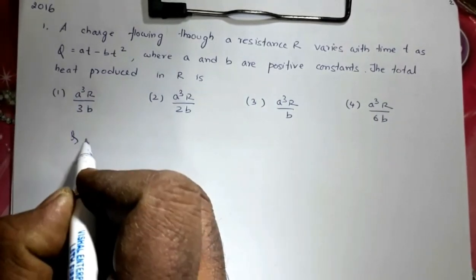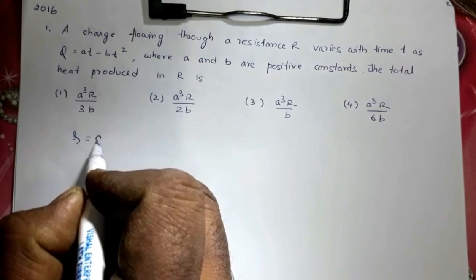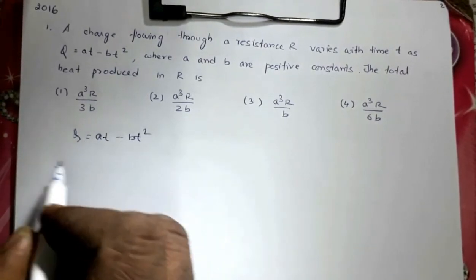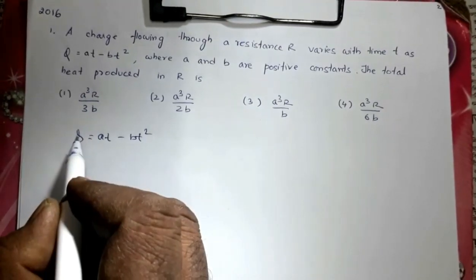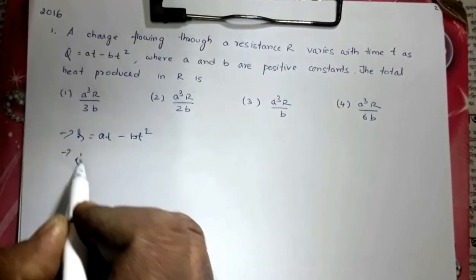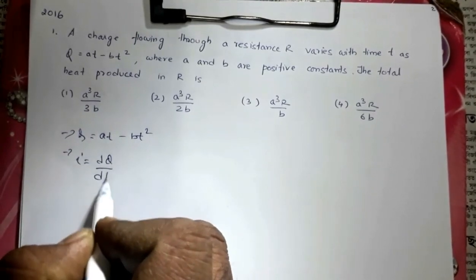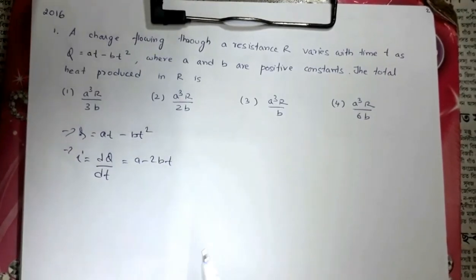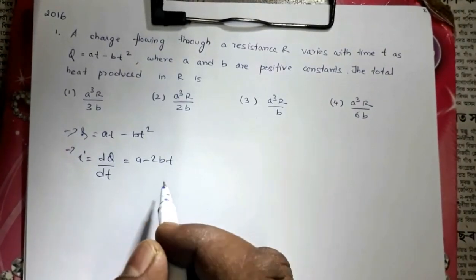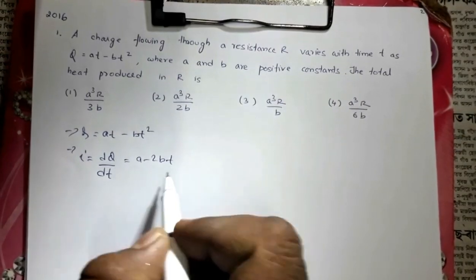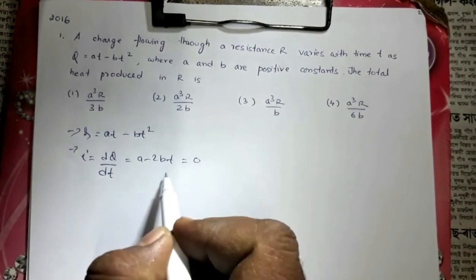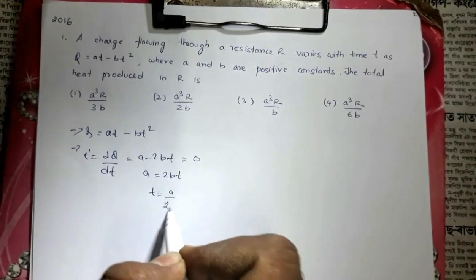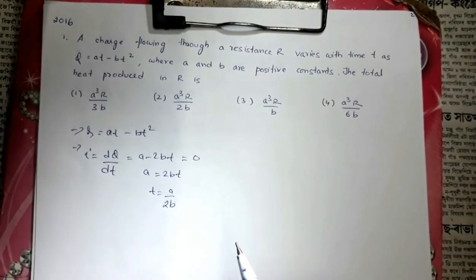So the charge is varying with time t by the relation q = at - bt². Now heat is produced due to flow of current in a resistor. So from this charge we can find current I as the rate of flow of charge, dq/dt. So that is a - 2bt. Now the time for which this current flows can be found by equating it to 0. So that gives a = 2bt, or t = a/2b. So this current flows for this time.